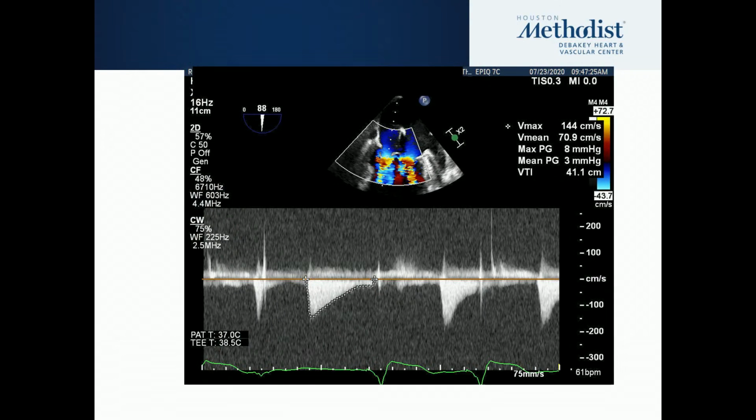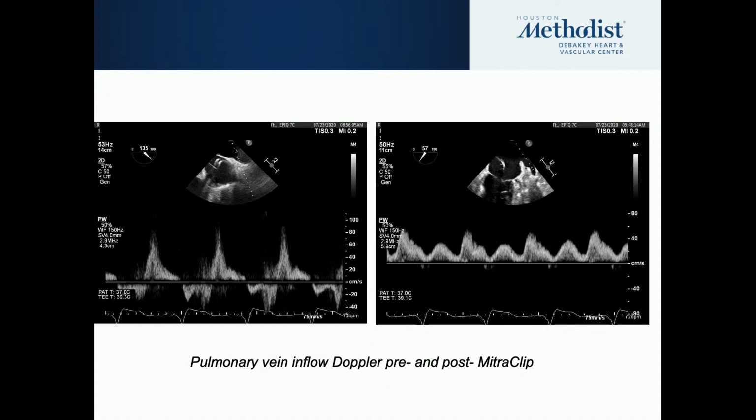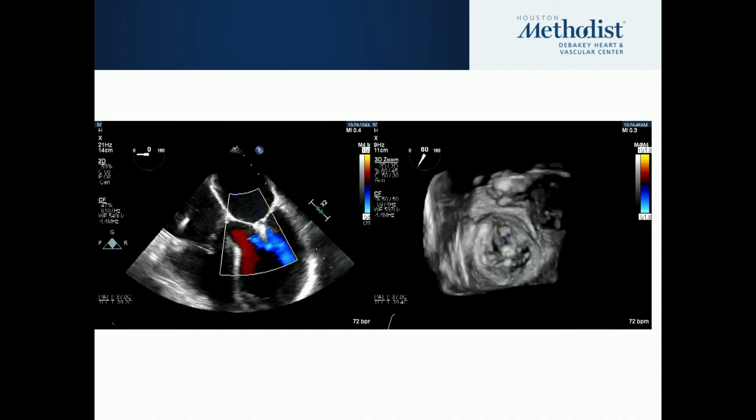This is the mean mitral gradient post locking of the clip, and the gradient is 3. And this is a beautiful example of pulmonary vein spectral Doppler profile before and after the clip. So you can see the reversal of the pulmonary vein flow, and now in the right hand panel you can see an upright S wave.